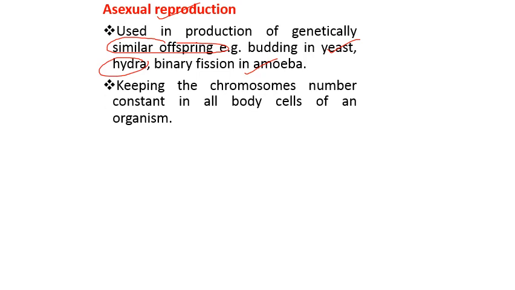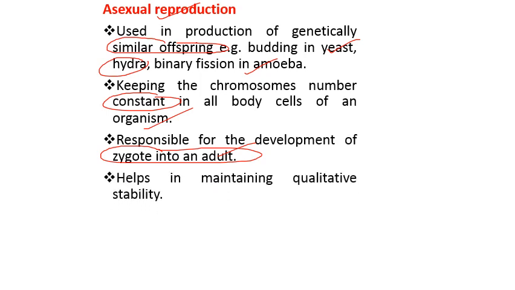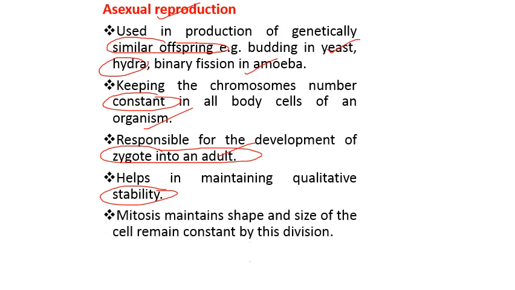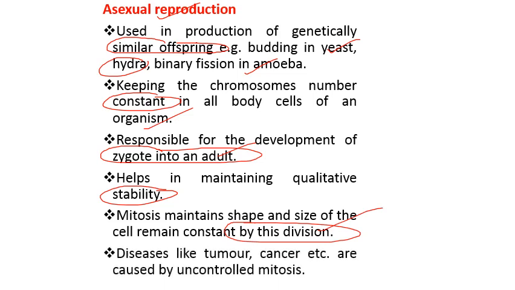Keeping the chromosome number constant in all body cells of an organism. So mitosis helps in maintaining the chromosome number in all the cells, and is responsible for the development of zygote into adult. So यही division है mitosis which helps in formation of adult from the zygote. It also helps in maintaining qualitative stability. Mitosis keeps the shape and size of the cell constant by this division, and sometimes it also leads to diseases like tumor, cancer, etc., when there is uncontrolled mitosis or uncontrolled cell division. So these are the various significances of mitosis.